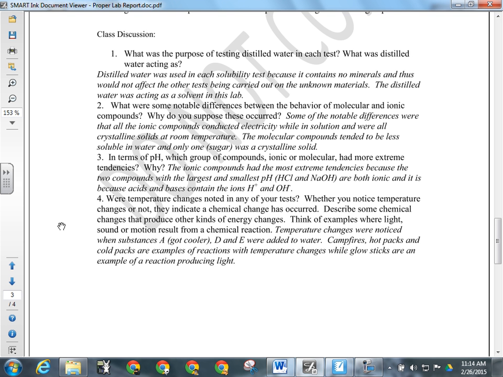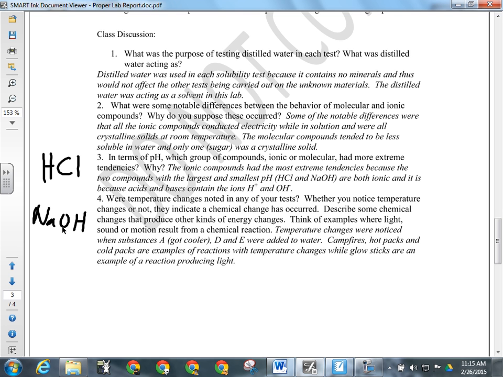In terms of pH, which group of compounds, ionic or molecular, had more extreme tendencies? Well, this had a pH of 1, and this had a pH of 14. They are both what kind of compound? They're both ionic. So I would say then that ionic had the most extreme tendencies because everything else was between 6 and 8. So essentially everything else was neutral.